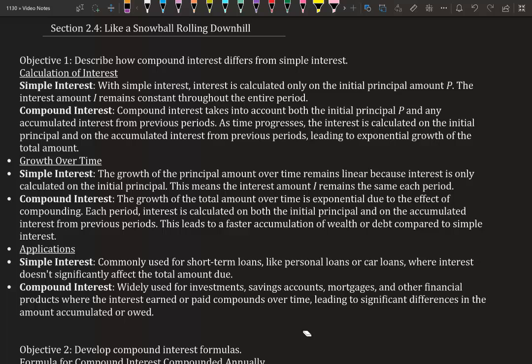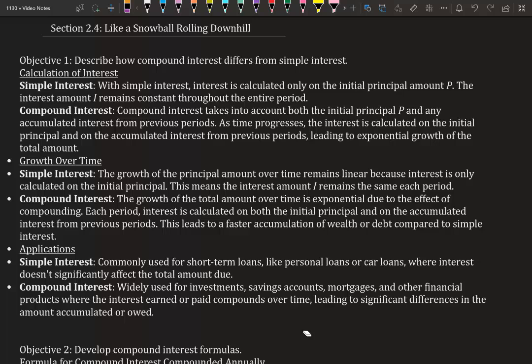As time progresses, the interest is calculated on the initial principal and on the accumulated interest from previous periods, leading to exponential growth of the total amount. Growth over time. Simple interest, the growth of the principal amount over time remains linear because interest is only calculated on the initial principal. That means the interest amount I remains the same each period.